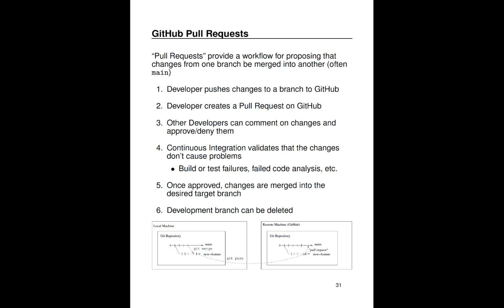Once the changes have been improved based on all of this feedback, they are easily merged into the target branch, and at that point, the development branch can be deleted. It's a really nice end-to-end workflow for integrating changes into a branch.